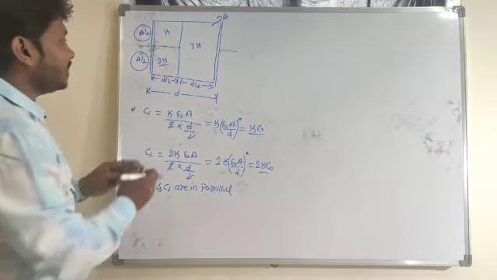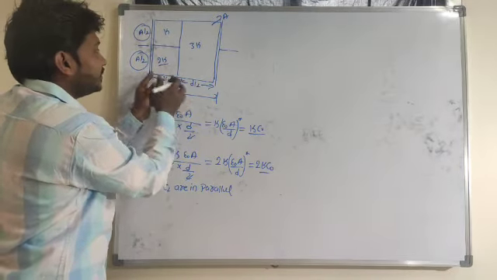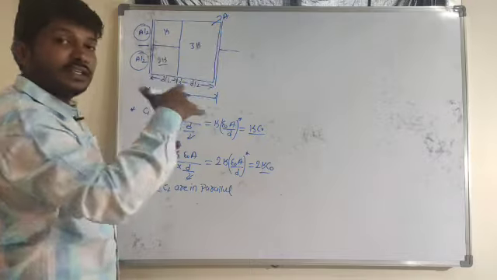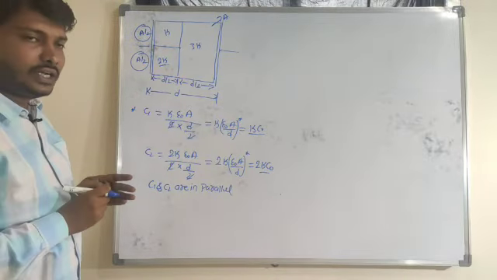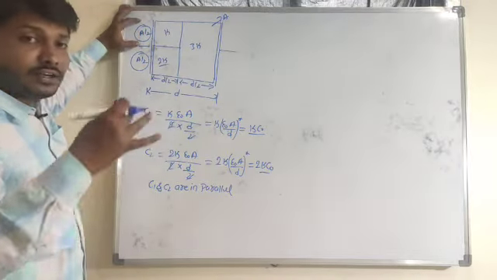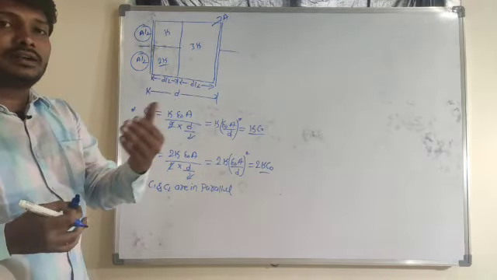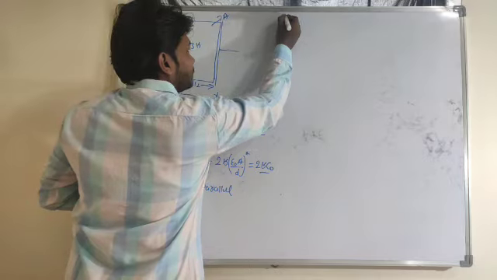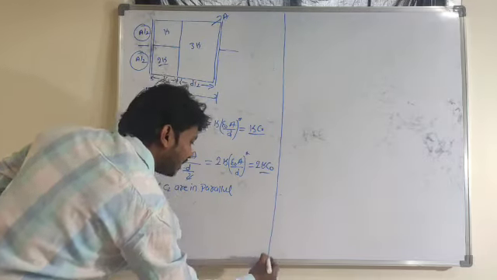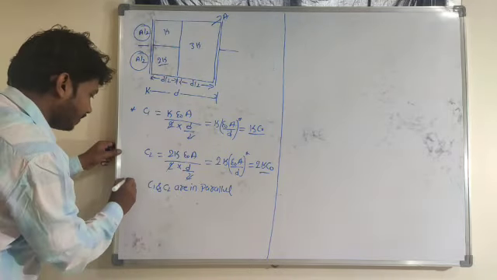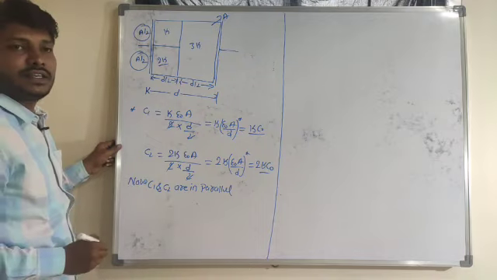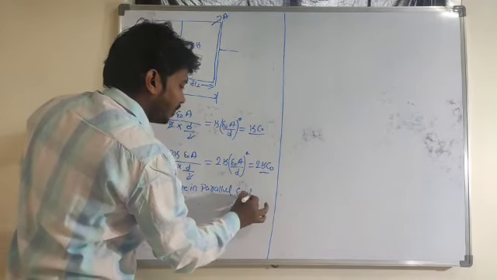Did you get my point? Here the distance is divided, so this one is in series combination. The simpler thing you need to understand here: if area is getting divided, that is a parallel combination. If distance is getting divided, that will be a series combination. Now C1 and C2 are in parallel combination.